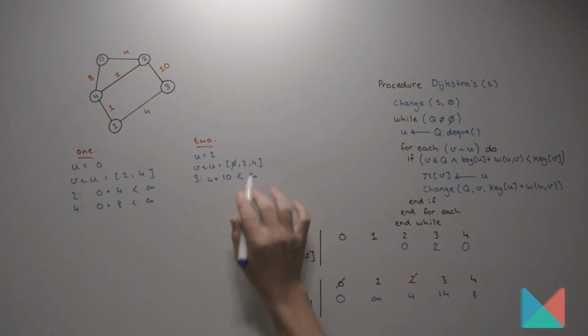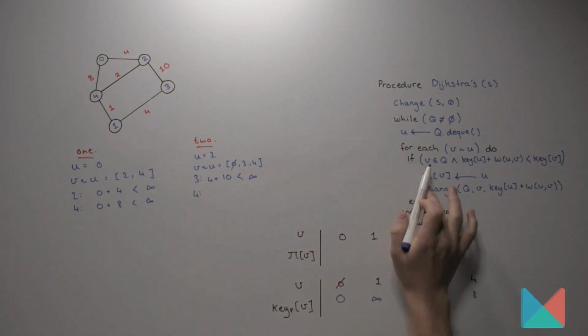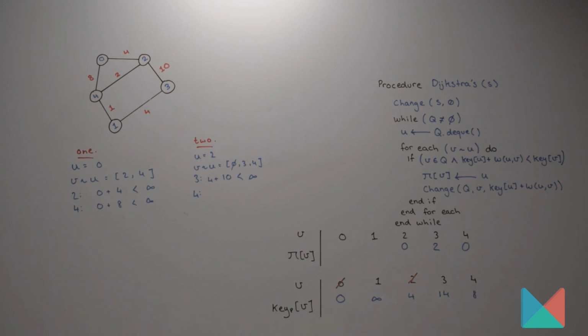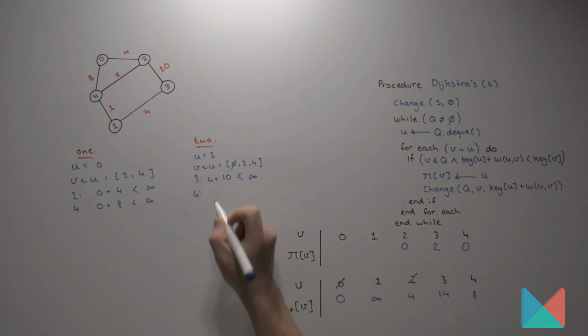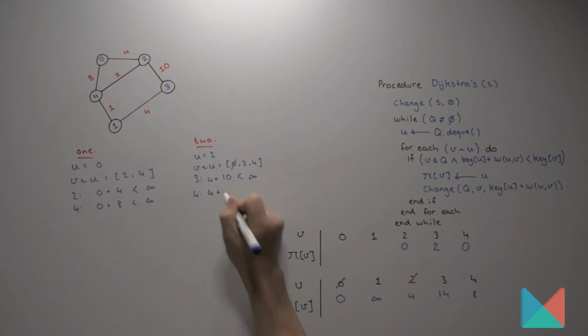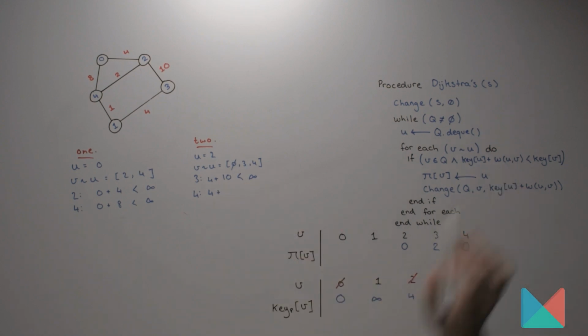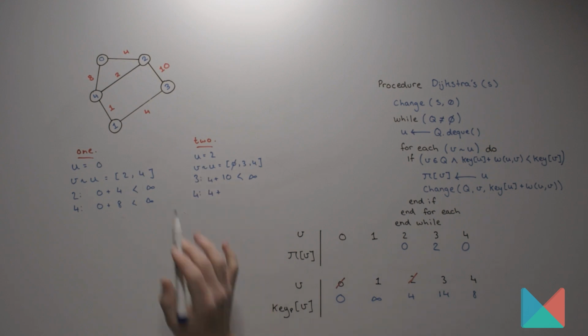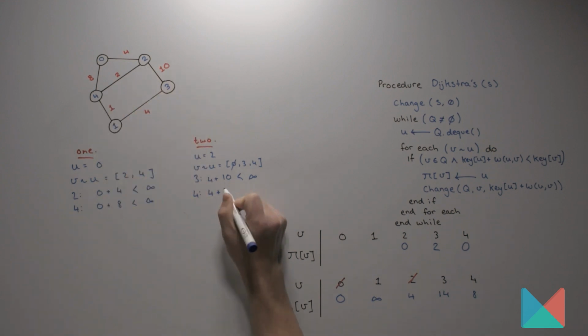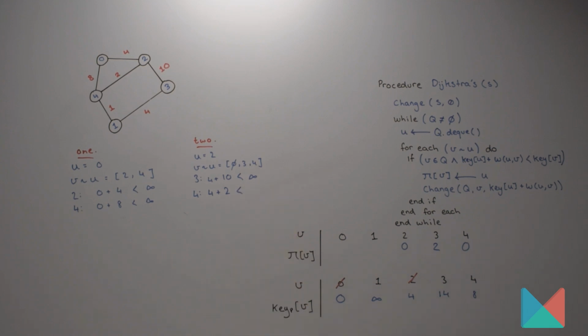And now we can do a similar thing for 4. Is 4 still in the heap? Well, yes, it hasn't been DQ'd yet. And now we can write out our calculation again. So key of u, which was 4, right? Our key of 2, plus our edge weight from 2 to 4, right? 2 to 4 is going to be 2 by just looking at the graph. And we want to check if this is smaller than our key value at v, and v is 4. So our key value at 4 is 8. And is 4 plus 2, 6, smaller than 8?